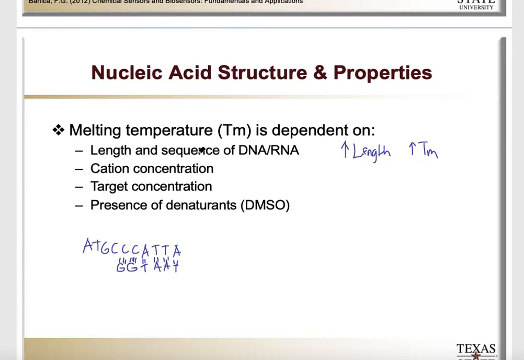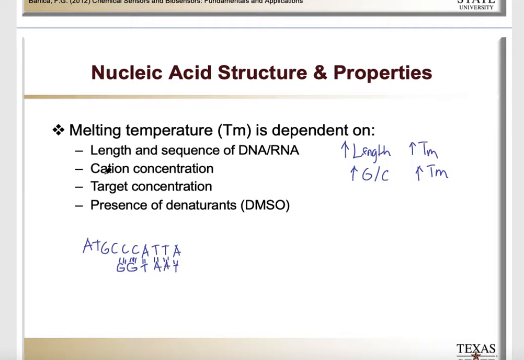When I say sequence, I mean what's the percentage of GCs that you have versus ATs? Because the higher the GC content, the higher the number of hydrogen bonds that nucleic acid can have against its complement. So the higher the GC content, the higher the melting temperature. The next thing is cation concentration, meaning in your solution, in your buffer system, how many sodium, calcium, magnesium ions do you have available?